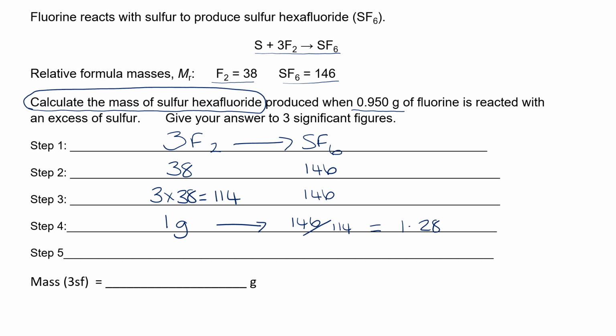Step 5, then we need to scale up for the mass of the fluorine. So it's 1.28 times 0.95, which gives us 1.21666 recurring. Now remember, the question asks us to give your answer in 3 significant figures. So we need to round up and down until we get down to our 3 significant figures. So the answer would be 1.22 grams.